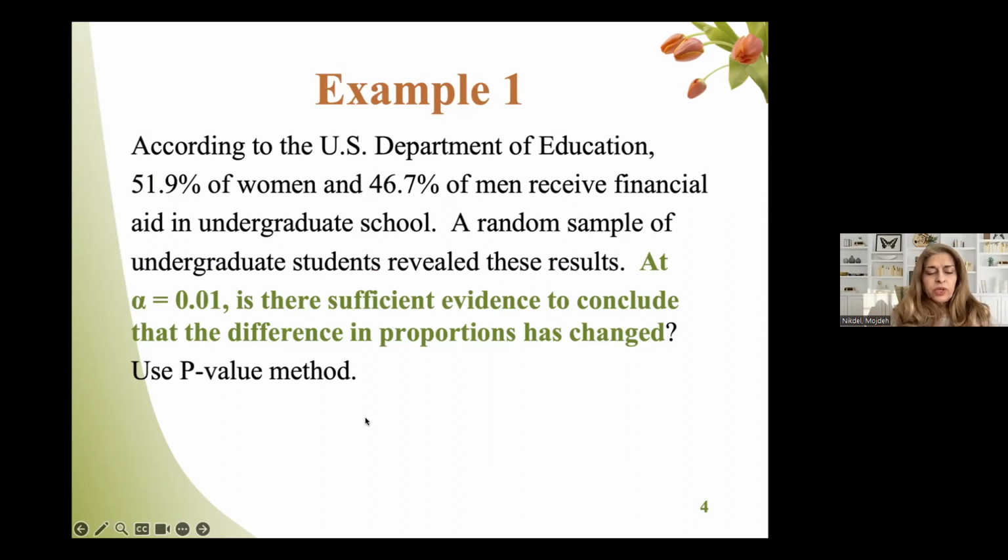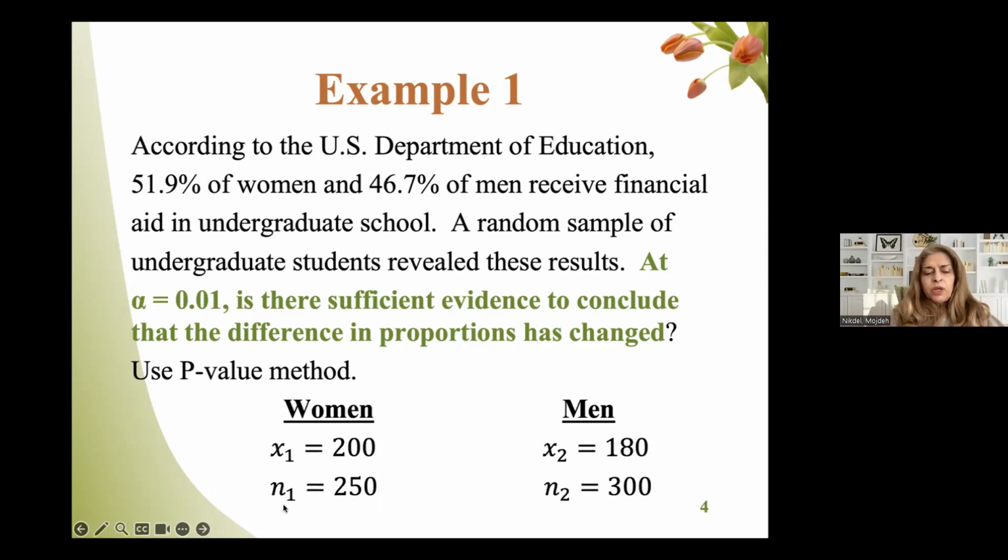Let me go. I don't think I have enough. Yeah, these are the data that I have given you. This is the statistics, one for women and one for men. X1, 200 for women, X2, 180 for men, N1, sample size 250 for women, 300 for men.